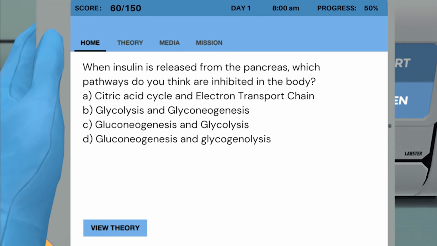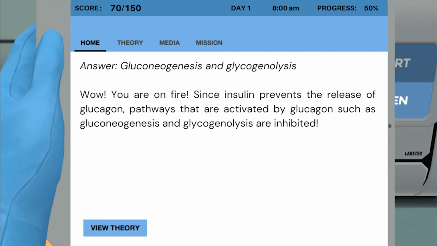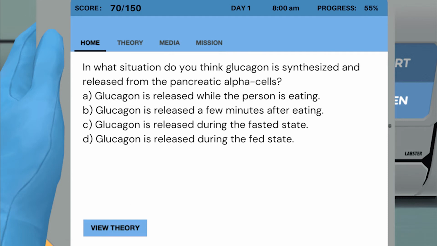Wow, you are on fire! Since insulin prevents the release of glucagon, pathways that are activated by glucagon such as gluconeogenesis or glycogenolysis are inhibited. In what situation do you think glucagon is synthesized and released from the pancreatic alpha cells?